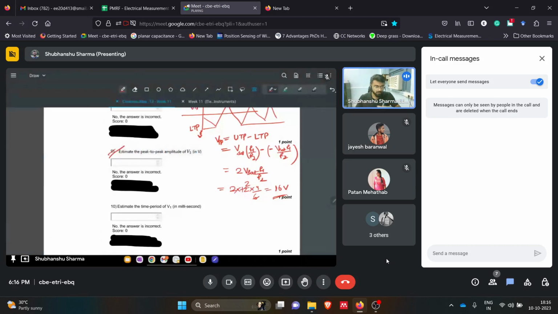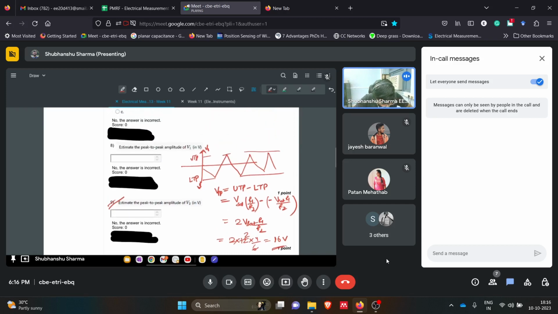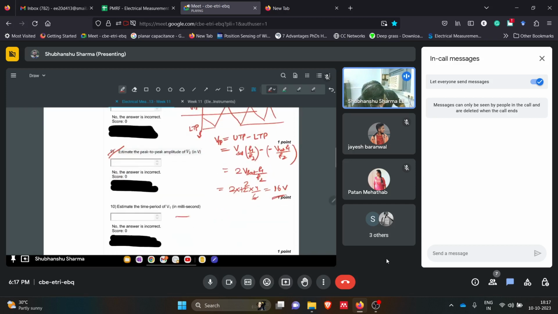Then the next question is, estimate the time period of V1 in milliseconds. So V1, okay, time period. Again we have this formula, that is 2RC ln of UTP minus LTP. So it is good to remember this formula in this form. Why, I will tell you. What is happening is this is the upper threshold point and lower threshold point.